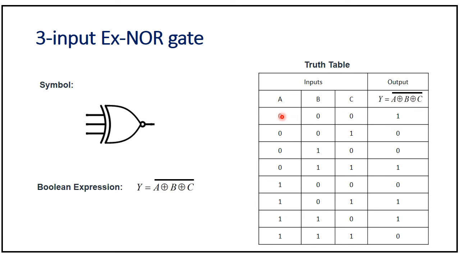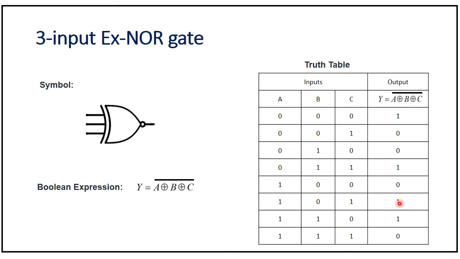Here we can see if A is 0, B is 0, C is 0, then the output is 1. So in this case, we can see if an odd number of 1s is there in the 3 inputs, then your output will be 0. If an even number of 1s are there, then your output will be 1. So if two 1s are there, or an even number of 1s, then your output will be 1.